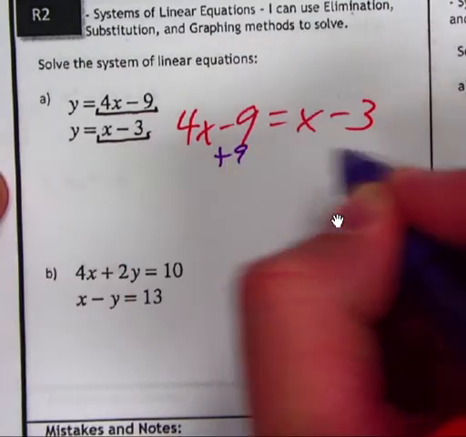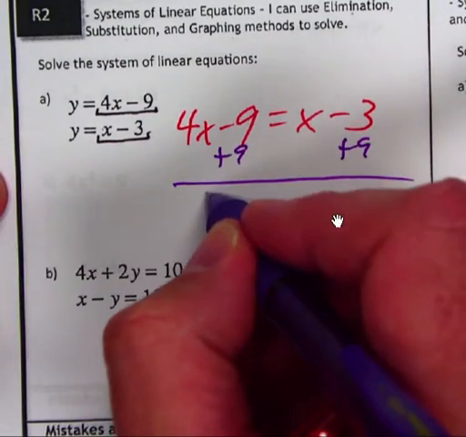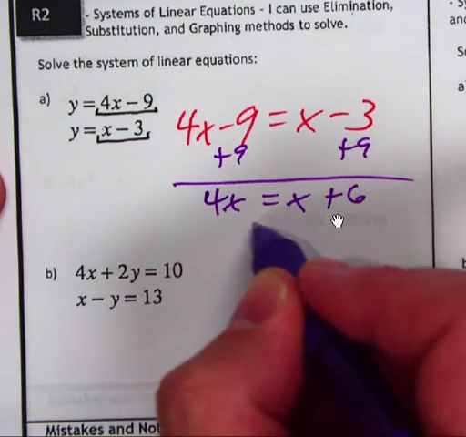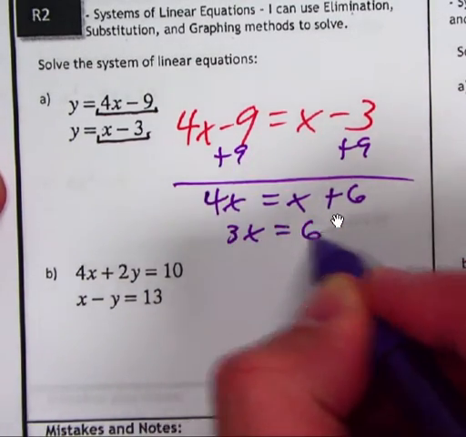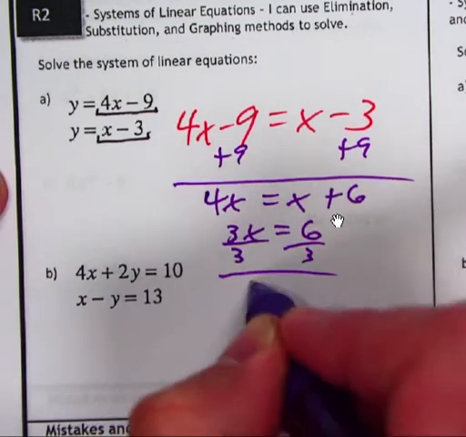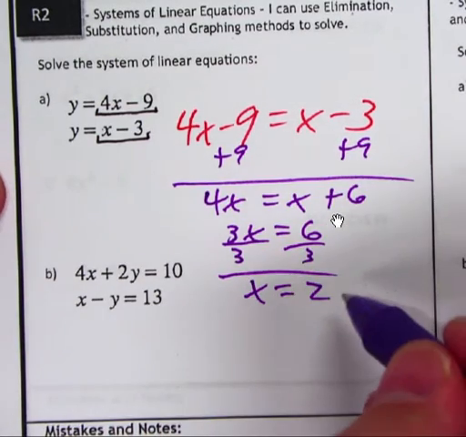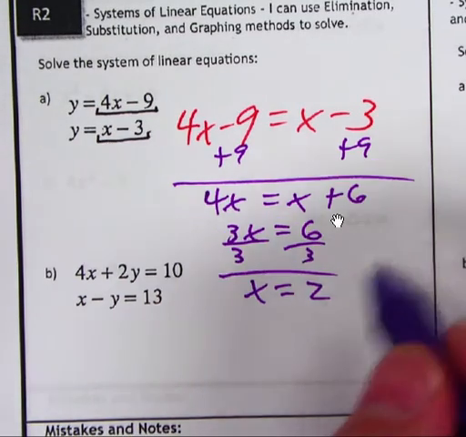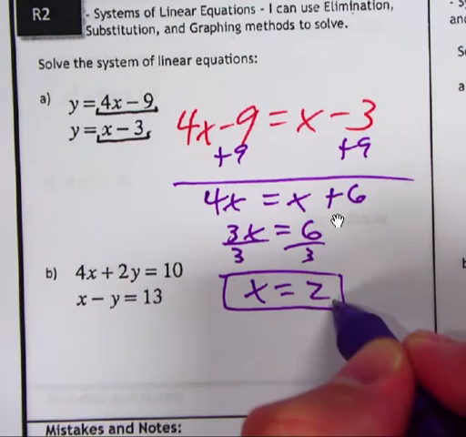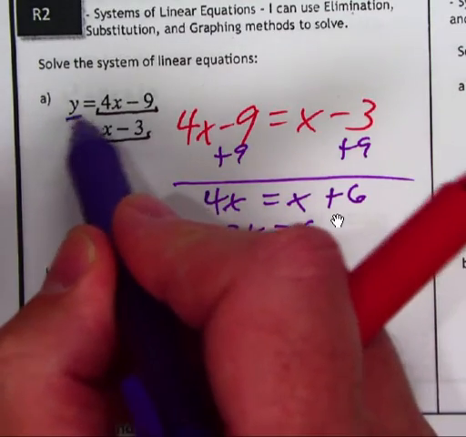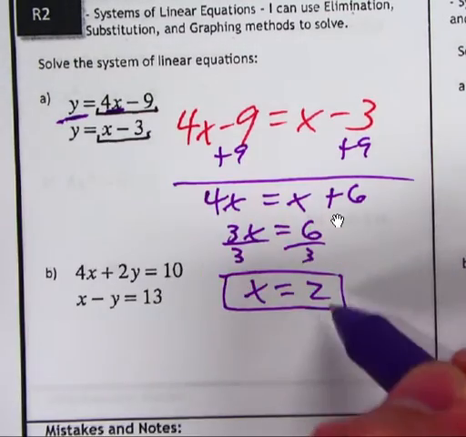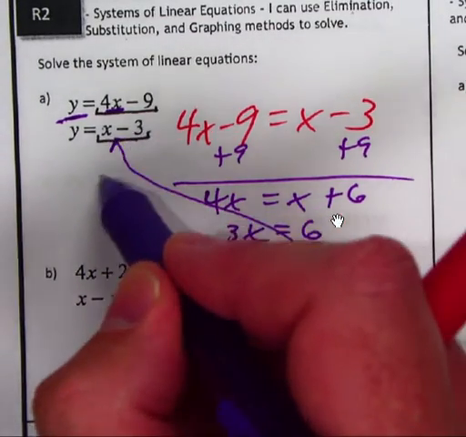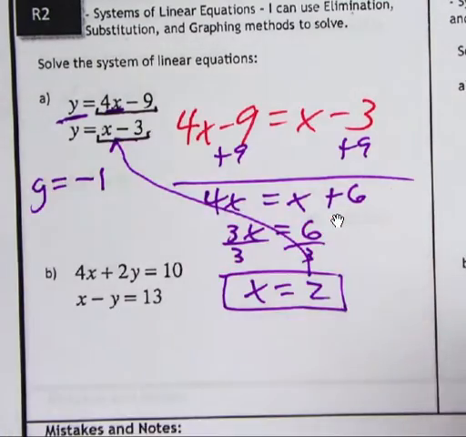So then I'd add 9, and I would get 4x equals x plus 6. Then I would subtract x, and I'm going to get 3x equals 6. Then I'm going to divide by 3, and x equals 2. Now that's not the answer, so be careful. Alert, alert, be careful. Just because you did all this work and got this answer doesn't mean it's over. Because the question has x's and y's in it, you have to have x's and y's in your answer. So you take the 2 and you put it in. 2 minus 3 is negative 1, so y equals negative 1.